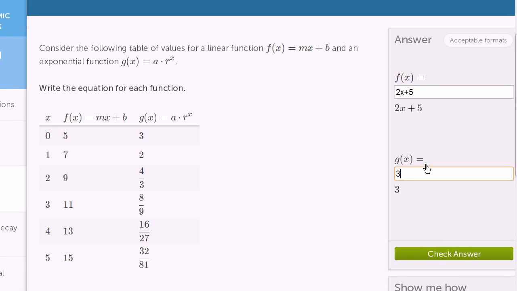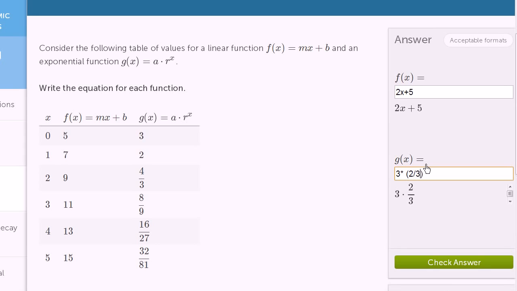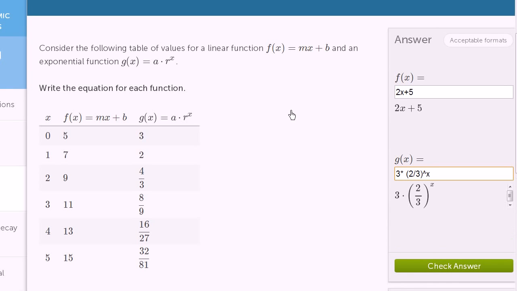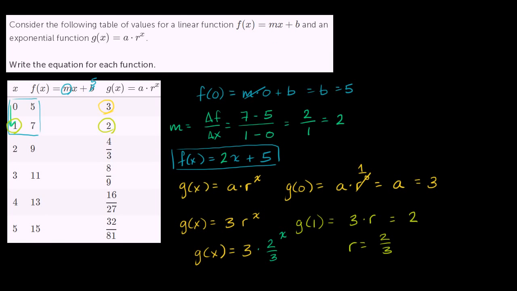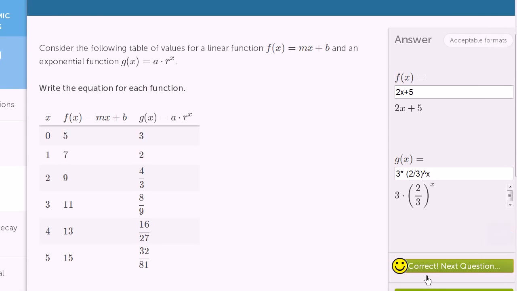And g of x is 3 times 2 over 3 to the x power. Let me just verify that that's what I did there. I have a short memory. All right, yeah, that looks right. All right, let's check our answer. And we got it right.